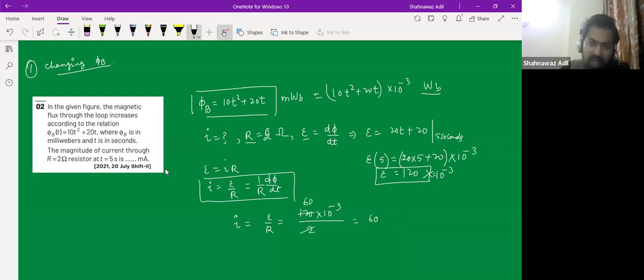So 60 into 10 to the power minus 3, and we have to write it in milliamperes. So this is 60 milliamperes. So this dash is 60, whatever this dash is. This would be 60. Is it clear, guys? This was a direct question. You guys please note it down, and I will be back in a moment.